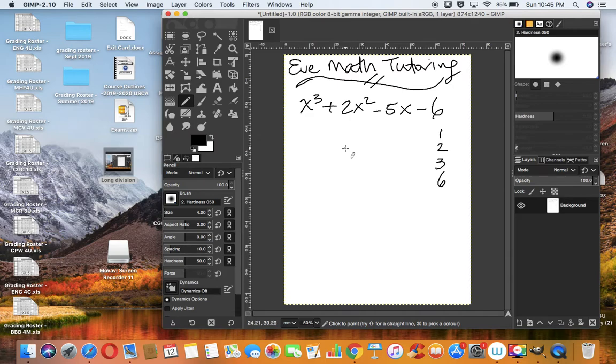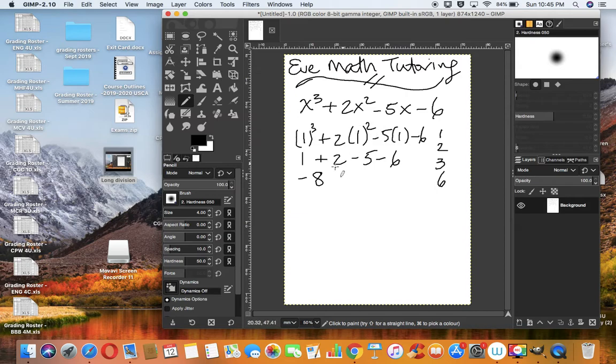So say I tried 1, and I plugged 1 in: positive 1 cubed plus 2 times 1 squared, minus 5 times 1, minus 6. So if I work that out, I would get 1 plus 2. And I would use BEDMAS here. When I'm doing this, I would do exponents first, and then I would do multiplication, right? So you always have to use BEDMAS whenever you're working out any math question. Minus 5 minus 6. So I would get 1 plus 2, so I would get negative 8.